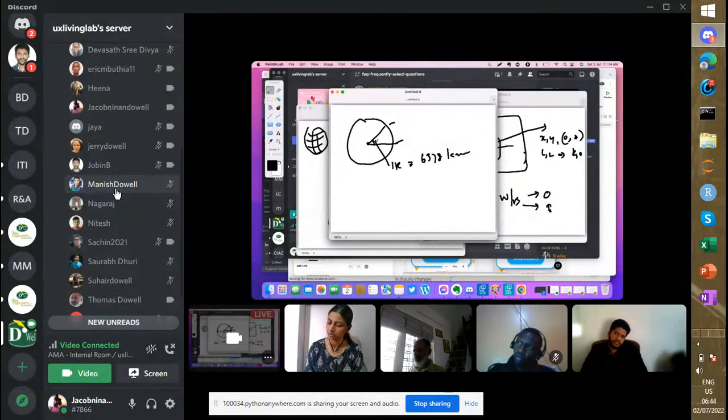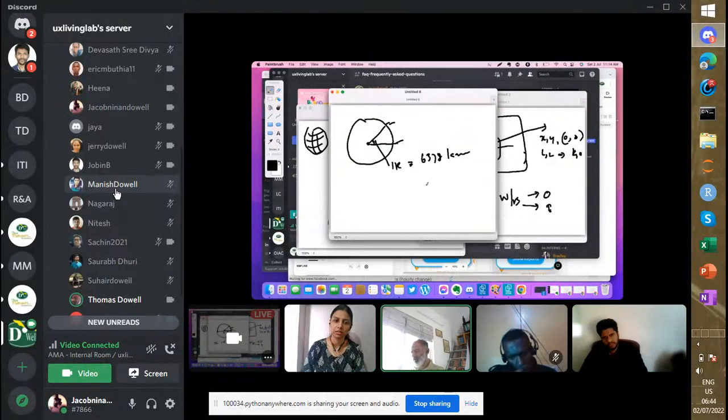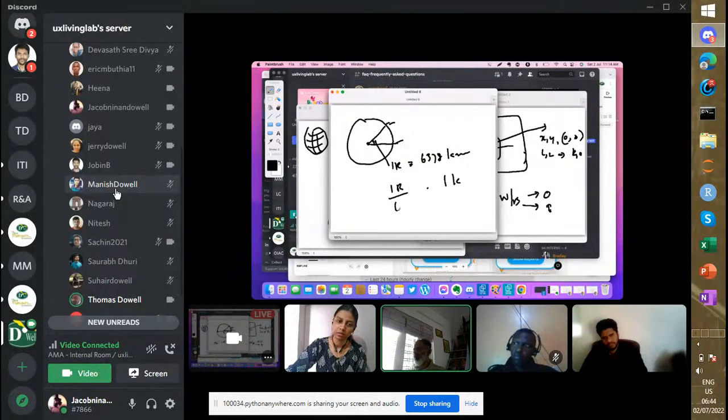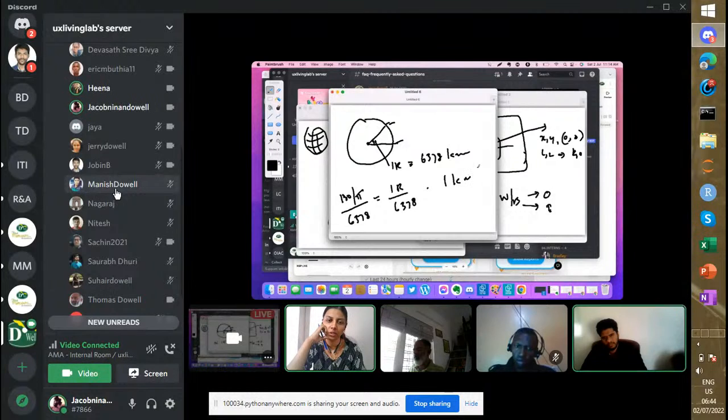We are equating 1 radian to 6378 kilometers. Is it okay? Then what is 1 kilometer? 1 kilometer is equal to 1 radian divided by 6378. Replacing, 180 divided by pi, divided by 6378, is equal to 1 kilometer.